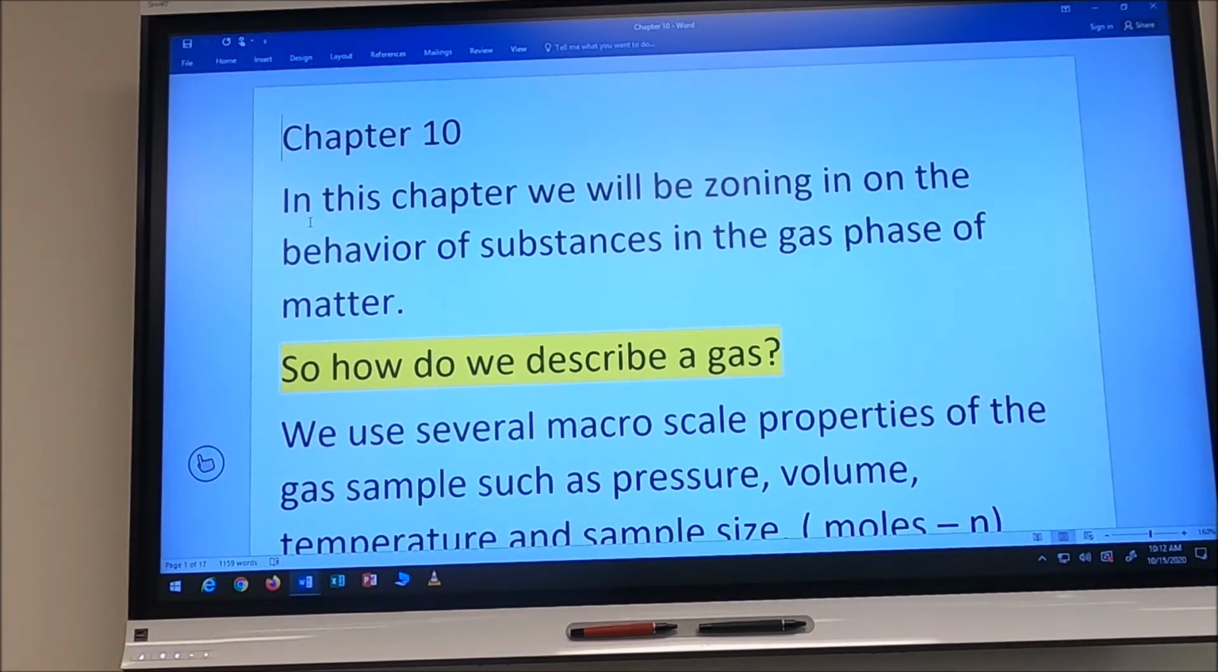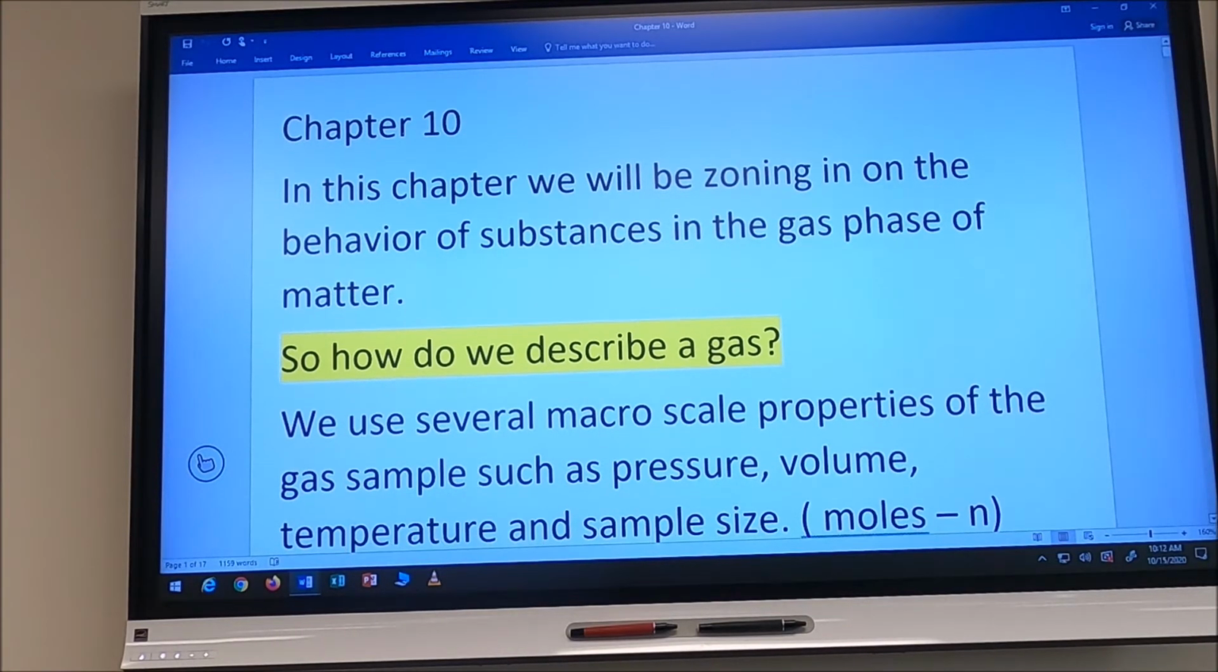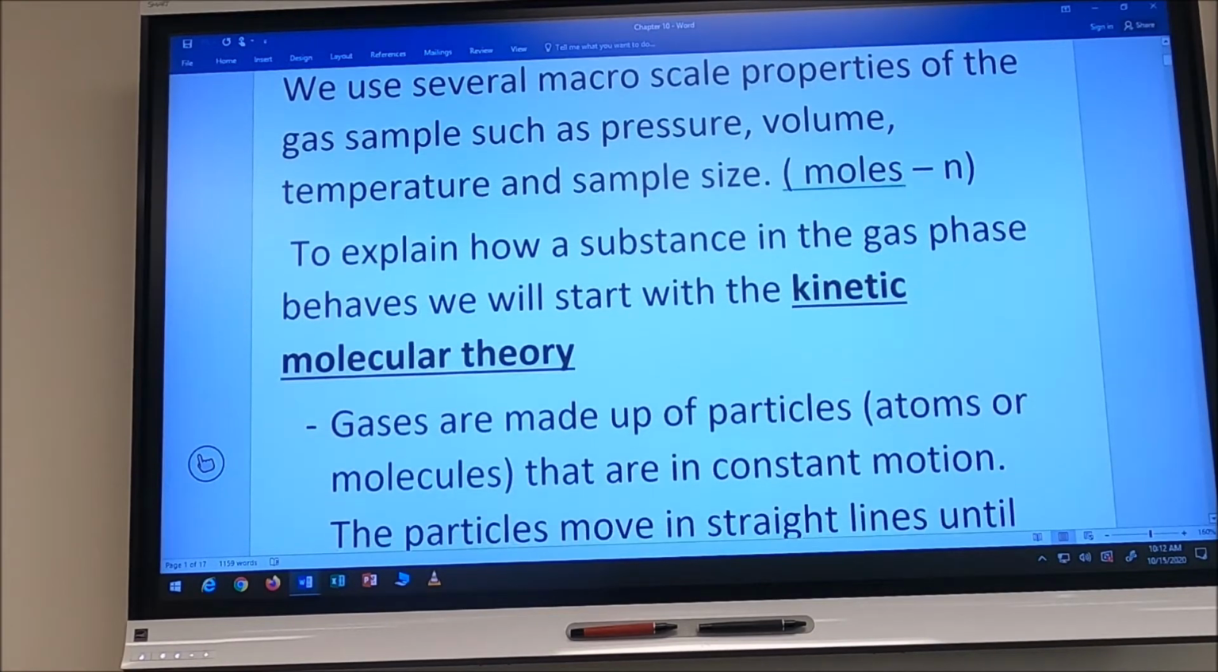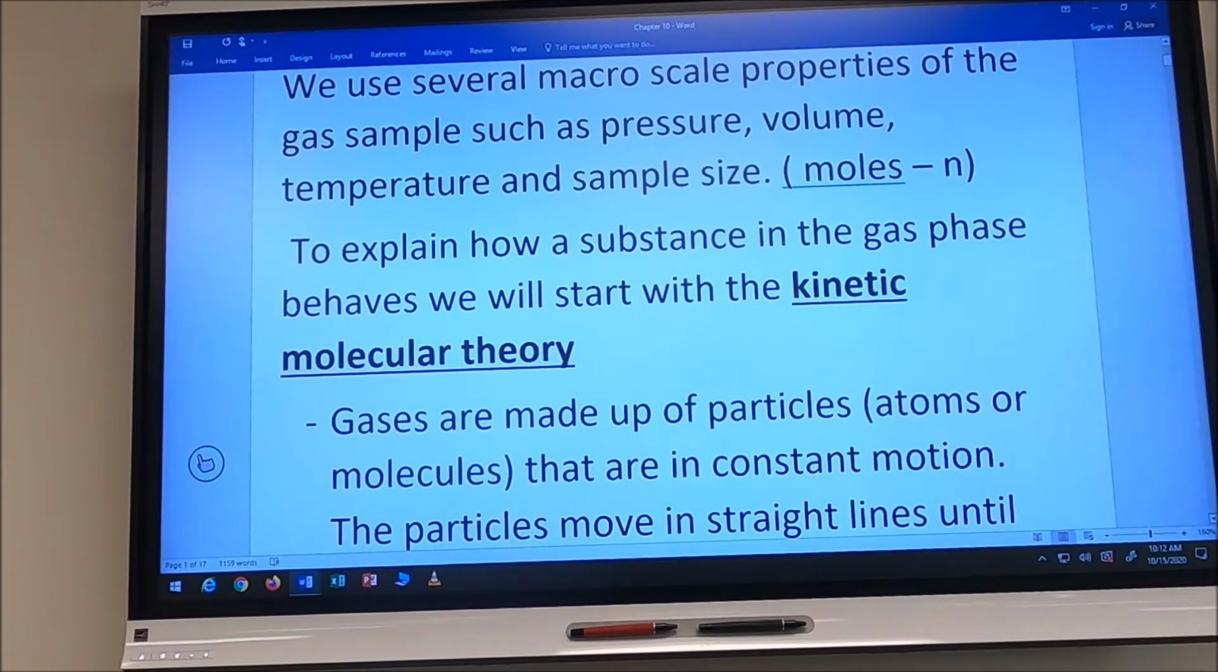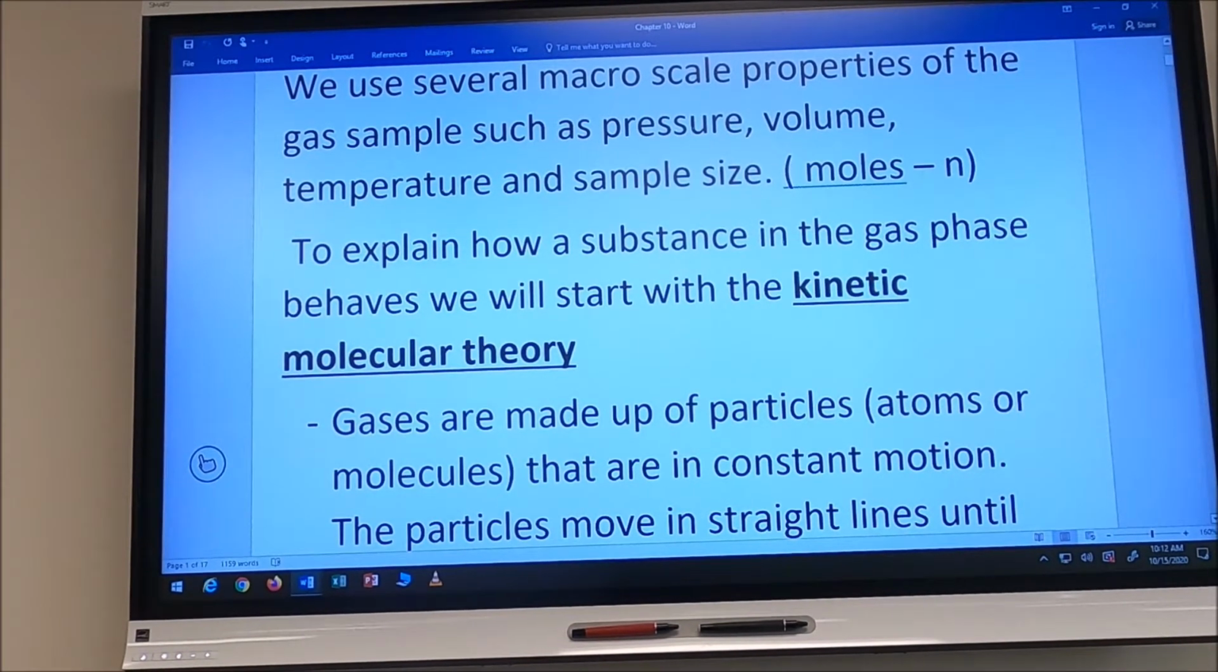Now, there are several macro scale properties of a gas that we're going to talk about. We're going to be talking about pressure, volume, temperature, and sample size. And when we talk about sample size, we're usually going to be talking about how many moles of gas particles we have. Now, to explain the physical behaviors of substances in the gas phase, we're going to start with something called the kinetic molecular theory. Okay? The kinetic molecular theory is based on a lot of experimentation and observations.